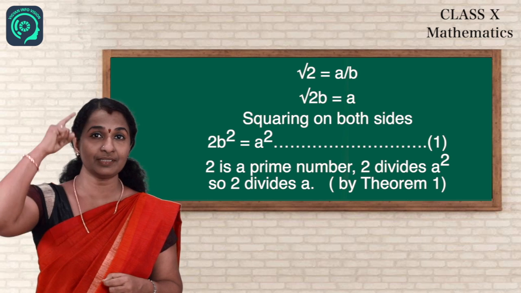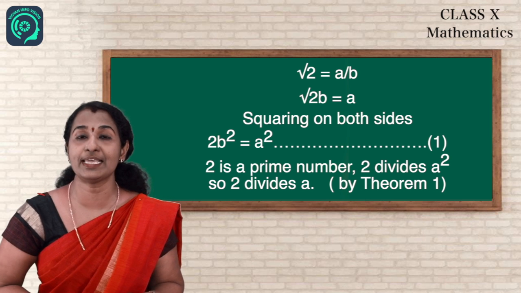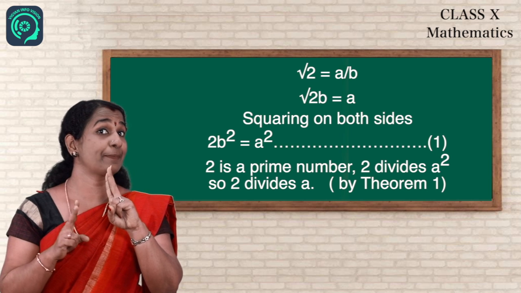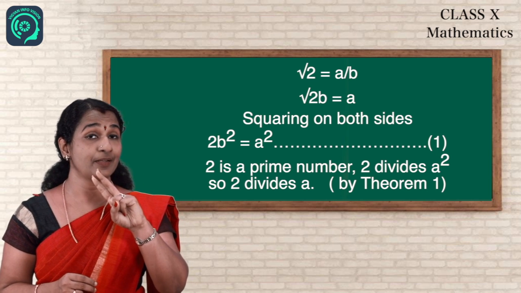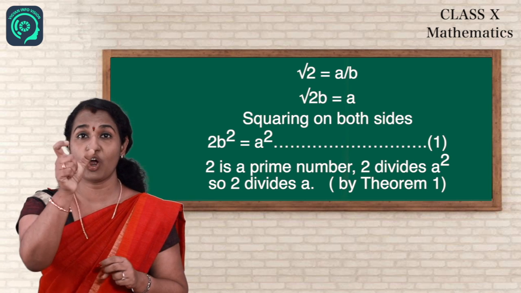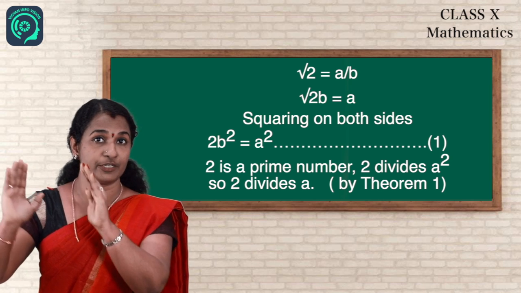Now children, remember the theorem which we learned. If p is a prime number and if p divides a square, then p divides a. So here 2 is a prime number and 2 divides a square. So 2 divides a. Is it clear? So we got a result 2 divides a square. So 2 divides a. Keep this in your mind.